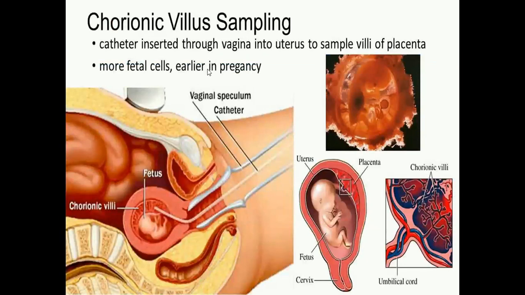What is chorionic villi sampling? Catheters are inserted into the vagina. This image shows a catheter being inserted through the vagina into the uterine cavity, where a biopsy can be taken. The chorionic biopsy is taken, and they remove the tissue and utilize it for investigative purposes to study the abnormalities within the chorionic villi, or the anomalies within the placenta.